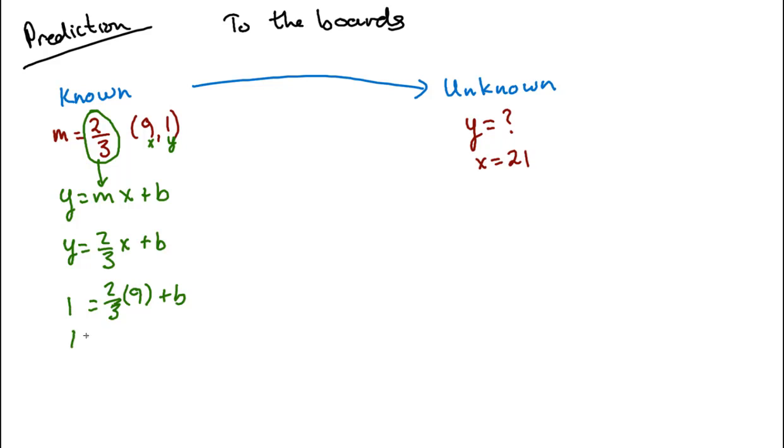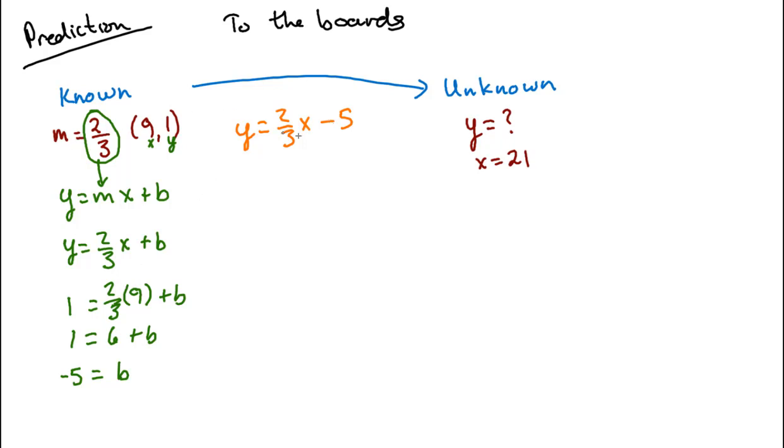We get 1 equals 2/3... No, what's 2/3 times 9? Put it in your calculator or simplify. That'll be 6 plus b. Solve for b, and we get b equals -5. Good. So what does that tell us about our equation? The equation is now y equals, we know m is 2/3, x minus 5. That's the y-intercept. That's great.